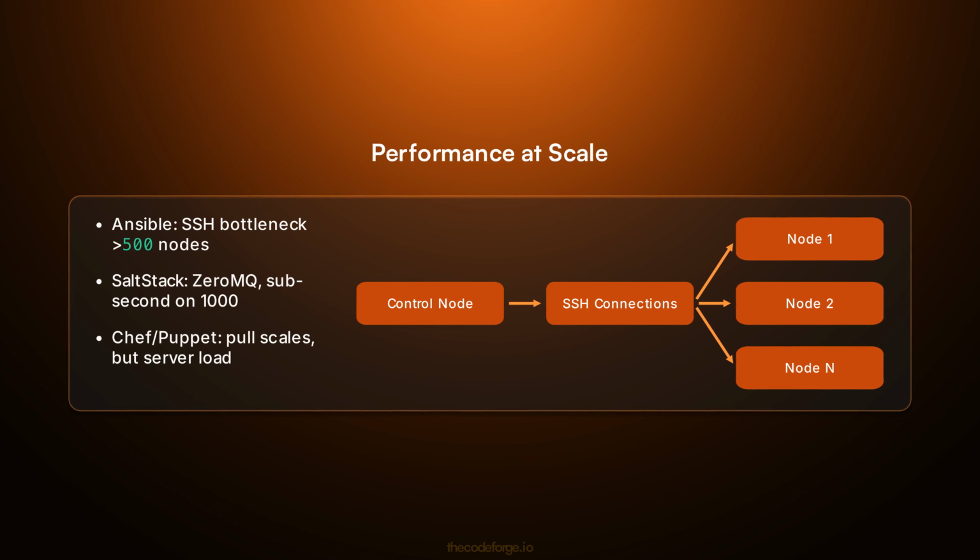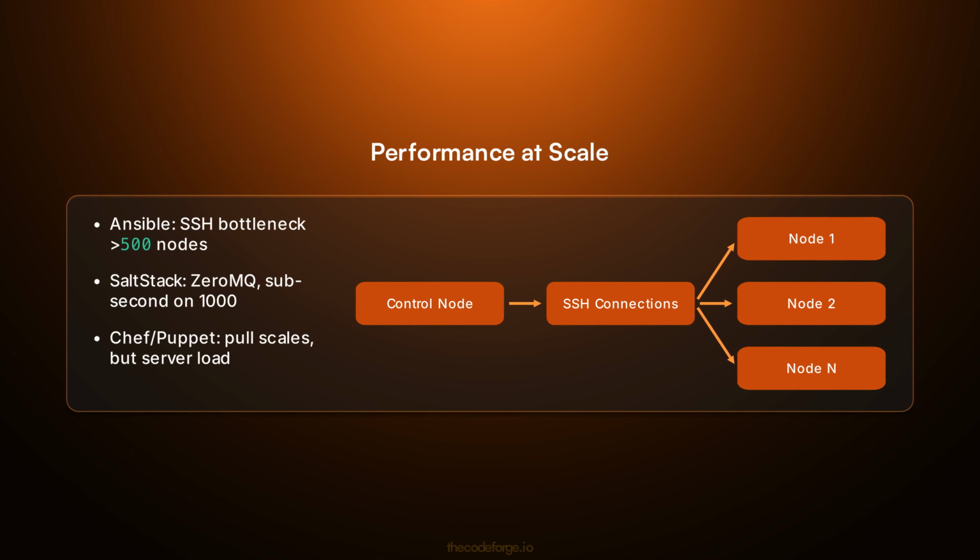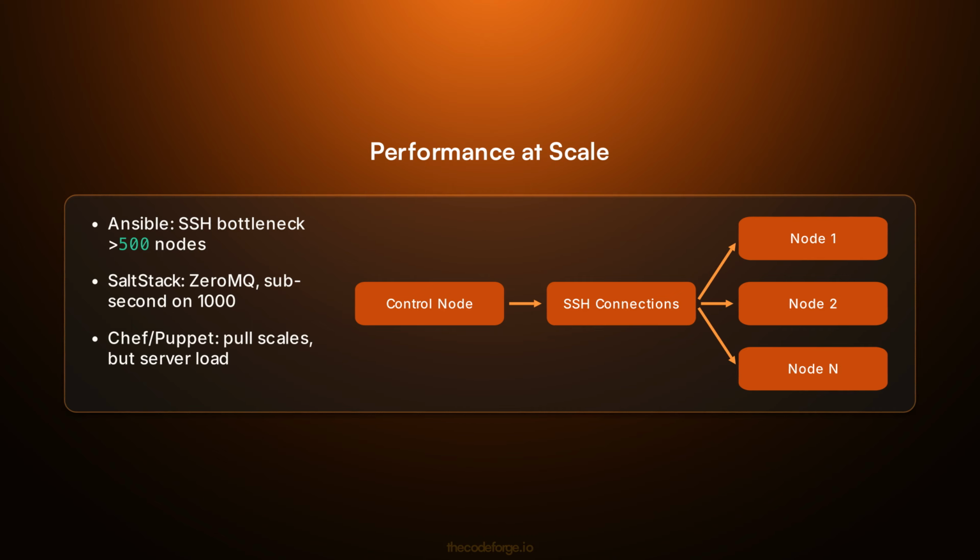Ansible's SSH-based push doesn't scale linearly. Each node requires a new SSH connection. On a 1,000 node run, the control node's CPU and file descriptors become the bottleneck.